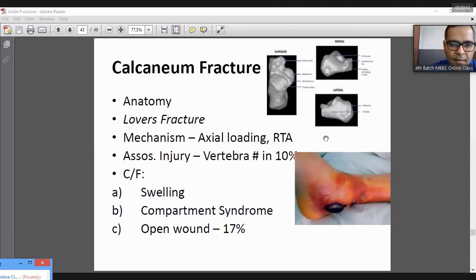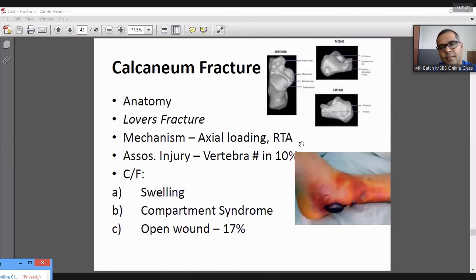Okay, the anatomy, as I have already discussed, it is also known as a lover's fracture. And sometimes people jump from the building, and they sustain this fracture. This is a typical mechanism. They land with the heel, and they sustain this typical fracture. Mechanism is axial loading and road traffic accident.